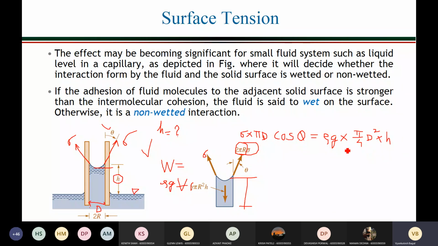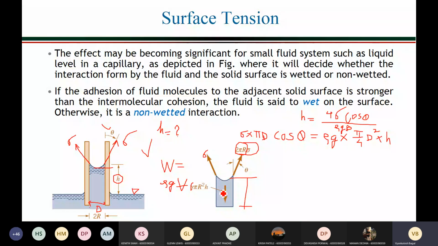So when you solve this expression, finally you will get the expression for the capillary rise, which will be 4 sigma cos theta divided by rho g into d. So this is the expression for capillary rise in this case. Is it clear?